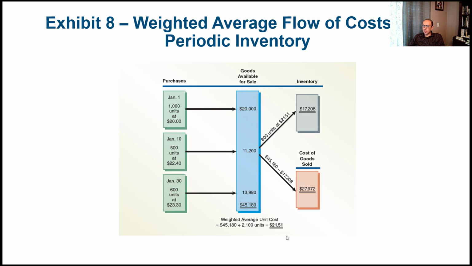So if you look here, it's the same concept. We have the 3 purchases that we made. We have the goods available for sale. The inventory and the cost of goods sold are only based on the 21.51. So 800 units multiplied by 21.51. You can also do the same thing here. 1,300 units multiplied by 21.51 should give you the exact same value. But what they did is that they got the cost of goods available for sale, and they subtracted the ending inventory to get the cost of goods sold, which is the same thing.